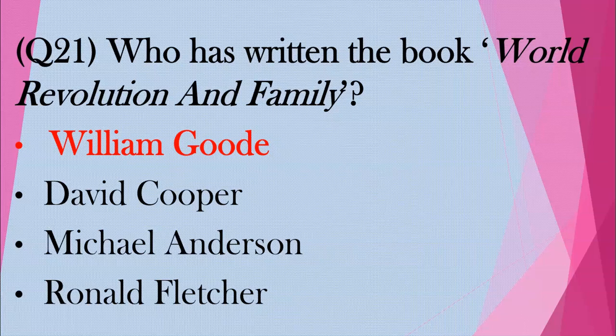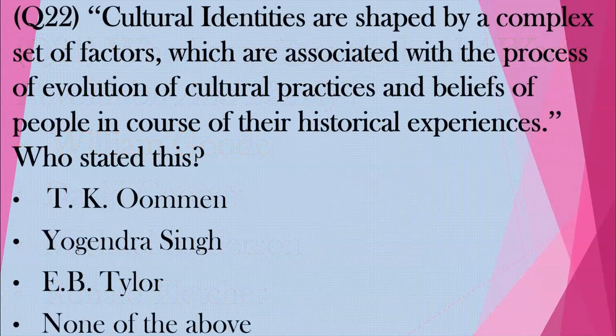Question number 22. This is a quotation. Let's read it. Cultural identities are shaped by a complex set of factors which are associated with the process of evolution of cultural practices and beliefs of people in the course of their historical experiences. Who stated this? T.K. Oommen, Yogendra Singh, E.B. Tylor, none of the above. The answer is Yogendra Singh.